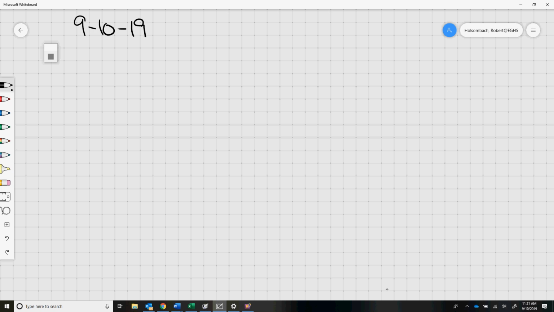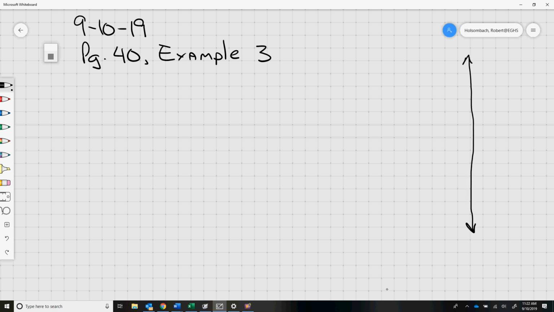Alright, so this is page 40, and this is example 3. And I want you to draw that diagram on your paper. You got the vertical line MKJ right there, so draw this on your paper. And coming out of point K, you got KL and KN.